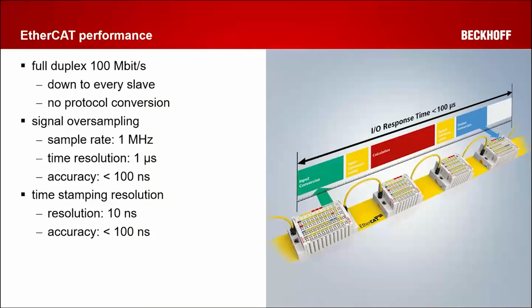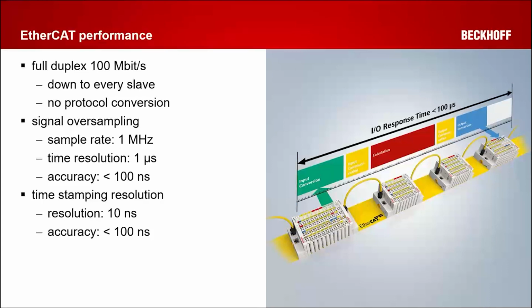Combinable with the performance of EtherCAT. So we have full duplex 100 megabit communication down to every slave, without changing the protocol. It's still EtherCAT. Every slave internally communicates directly with EtherCAT, directly exchanging its information in the EtherCAT frame. And this means we don't need any subsystems or subcouplers, which saves a lot of performance.